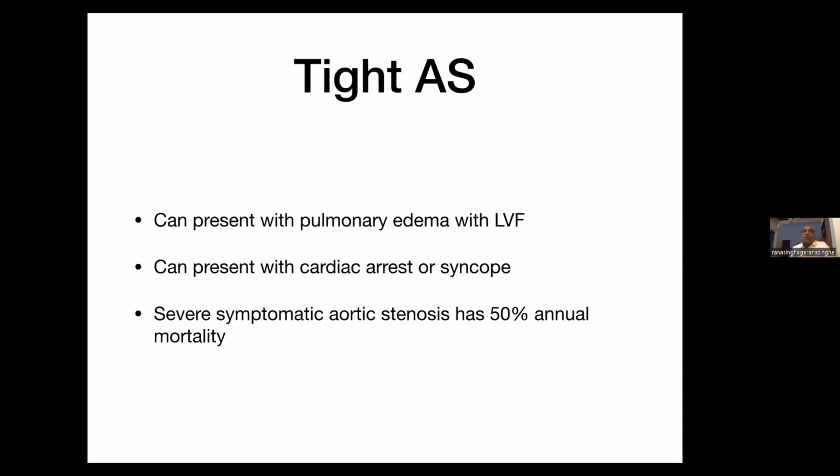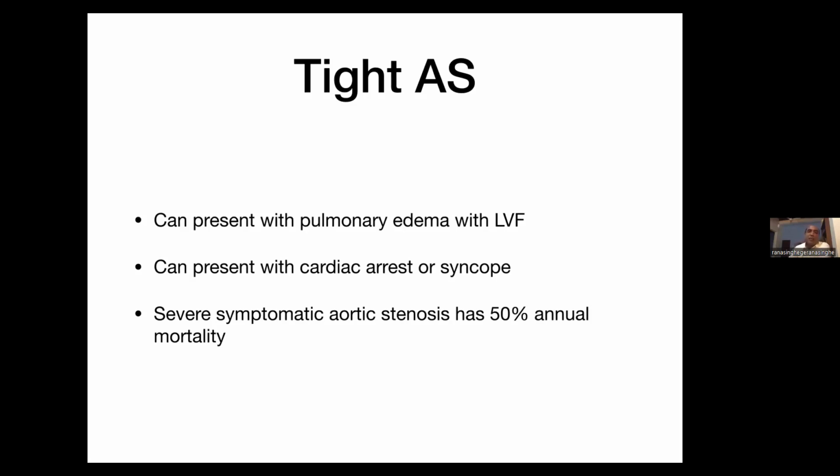So I talked about tight mitral stenosis, the critical MS. There I talked about the various ways that they present, and also a rare example where valve thrombosis can present with critical mitral stenosis. So next, the last part of my talk, is tight AS, tight aortic stenosis or critical aortic stenosis.